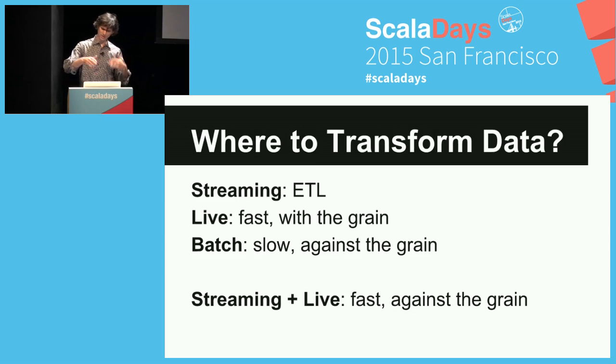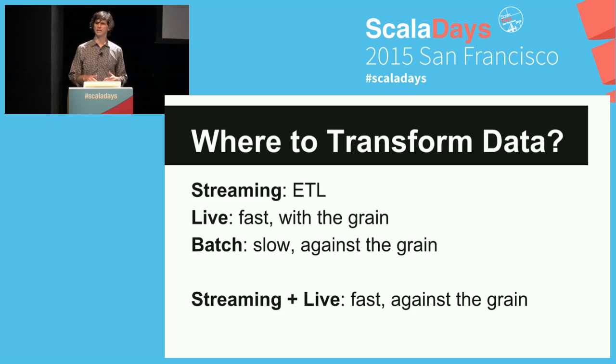Okay, so once you get to a system like this, I think the implicit assumption of the Lambda architecture was, well, slow is batch and fast is streaming. So I think the implicit assumption of this architecture is, for the ETL side, do streaming. If you want to use the live layer to do the fast stuff, that's with the grain, and use the batch layer for the slow stuff that's against the grain. And that really covers the majority case.